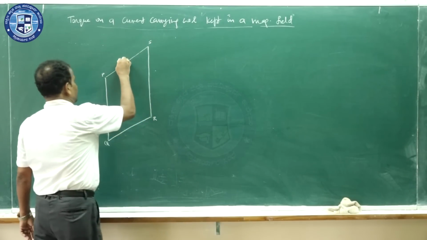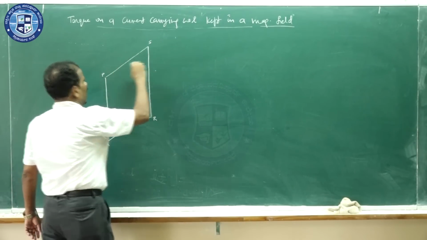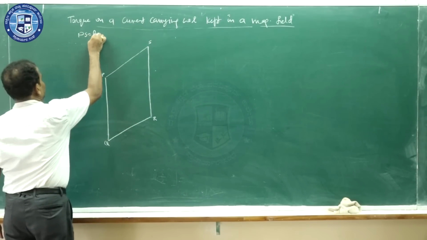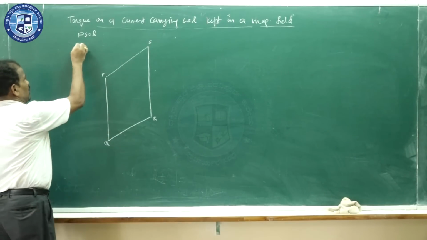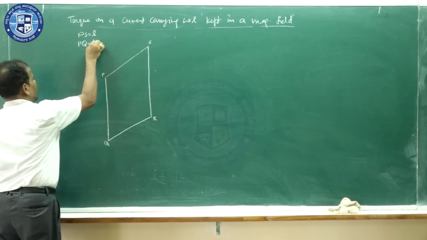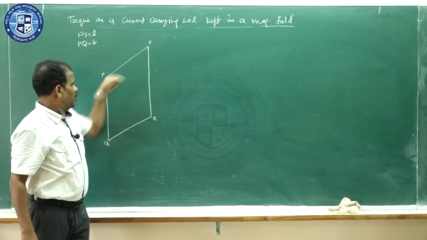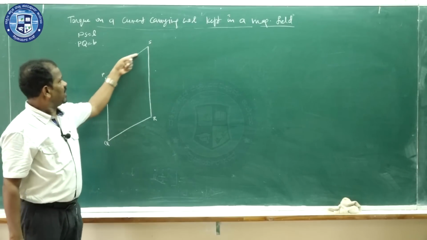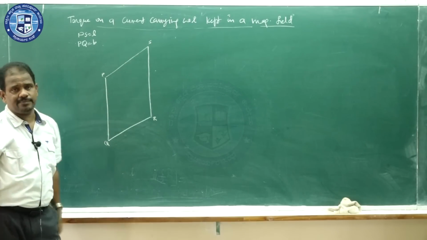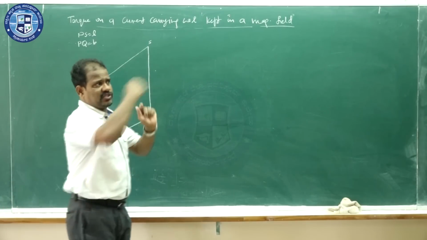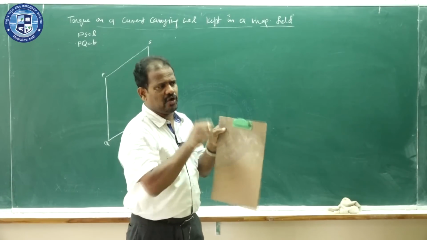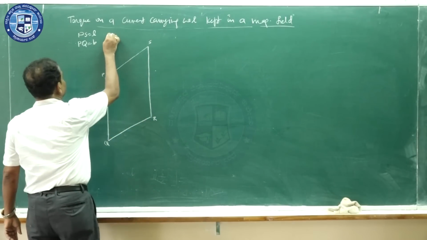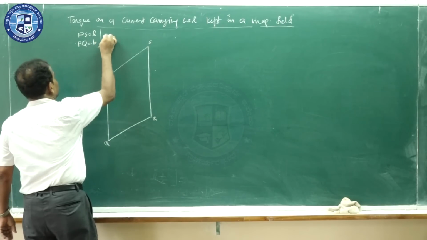This length is maybe L. I'll write here, make a note here, that PS, let it be L, PQ, maybe B. Length is L, breadth is B. PS is L, PQ is B. A rectangular coil which has many turns. Imagine it is not one coil, many turns are there. Let the number of turns be N. How many turns? N number of turns.